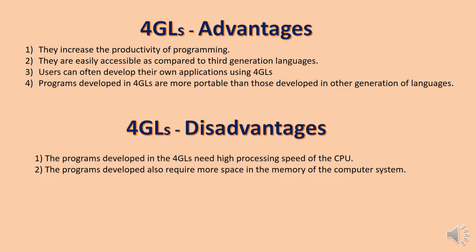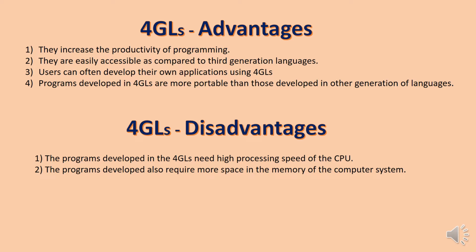Advantages: they increase the productivity of programming. Students, why is it said so? Because one line of fourth generation language code is equivalent to several lines of third generation language code. That means whatever the codings are written in fourth generation languages, that are much easier than if written in third generation languages, let us say C++, Java, etc.